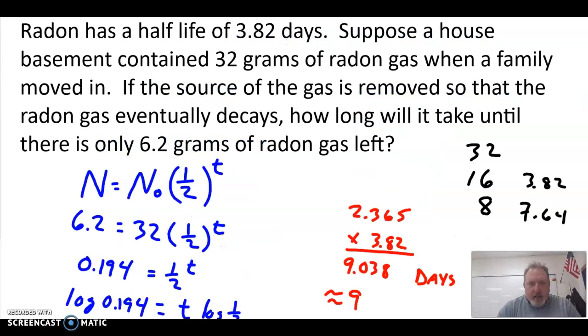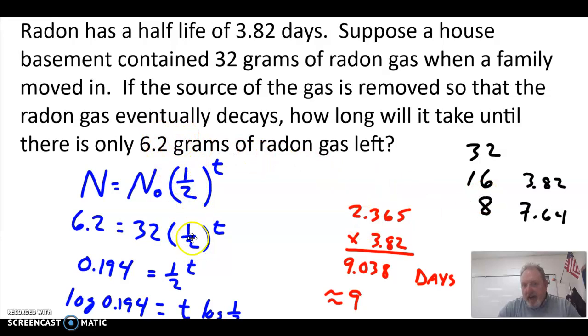All right, last one. Radon has a half-life of 3.82 days. So what that means is if you start with a certain amount, half of it is going to be gone after 3.82 days. So a house basement contained 32 grams of radon gas when the family moved in. If the source of gas is removed, then the radon eventually decays. And again, that's every 3.82 days. How long will it take until there's only 6.2 grams left? So we know it'll go from 32 to 16 in 3.82 days, from 16 to 8 in 7.64 days, but we want to get down to 6.2.